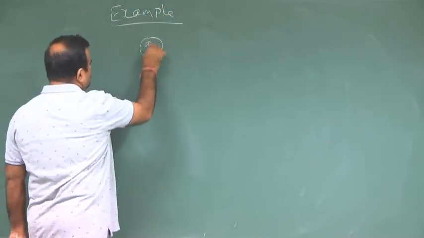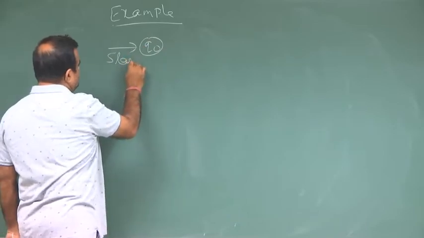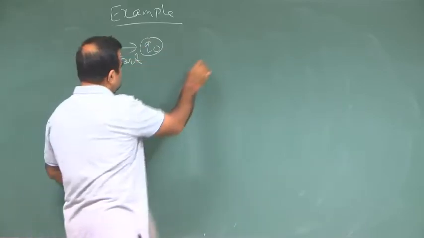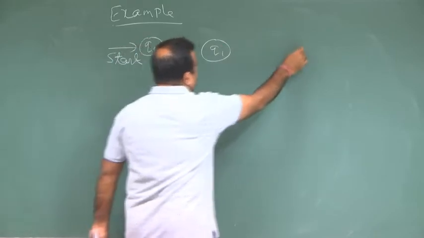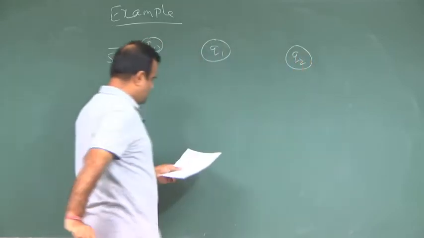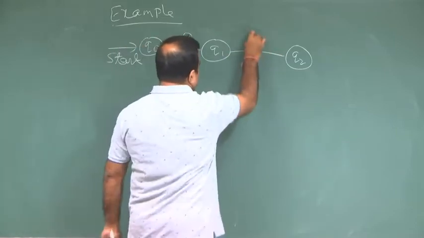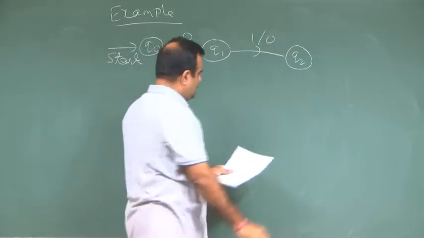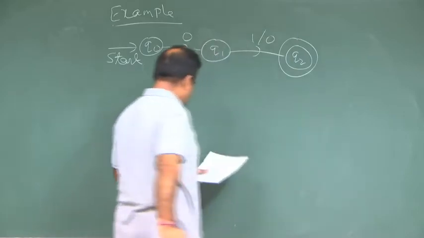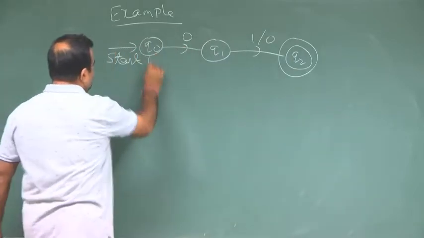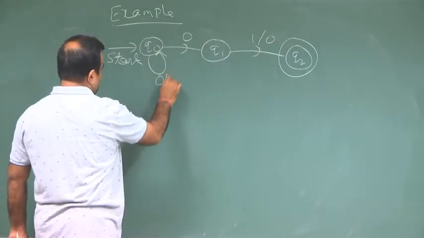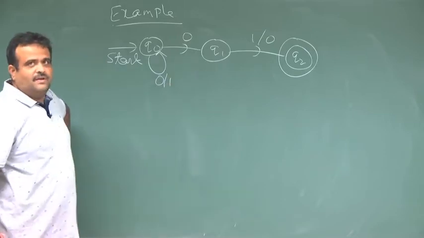So, we have q0, this is the start, and q1, q2. So, we have 0, 1, 0, and this is the final state, and here we have 0 or 1. So, this is an NFA, a simple NFA.